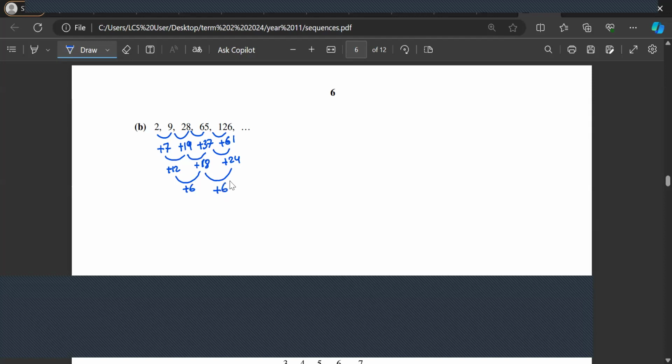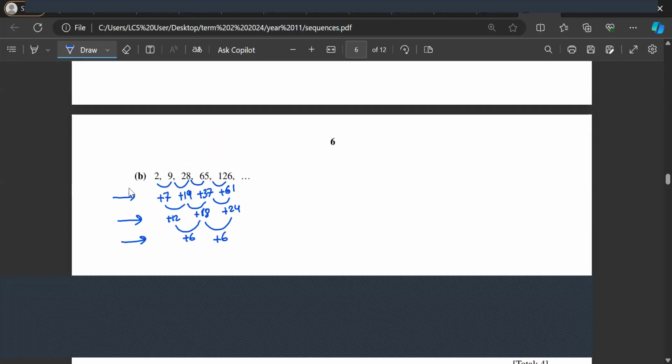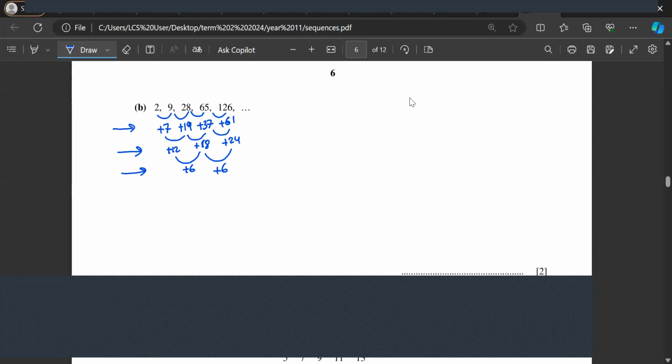The common difference here appeared after how many stages? 3 stages. This, this, this. So it is what? It is a cubic function. There is no rule for a cubic function, but there are standard steps, which is, I know it is cubic, so I know it contains n to the power 3, correct? Do you agree with me? Okay.